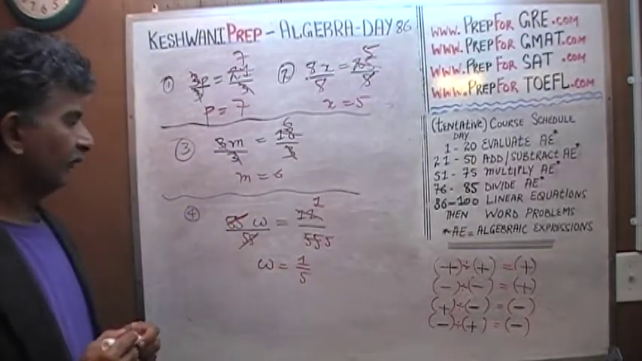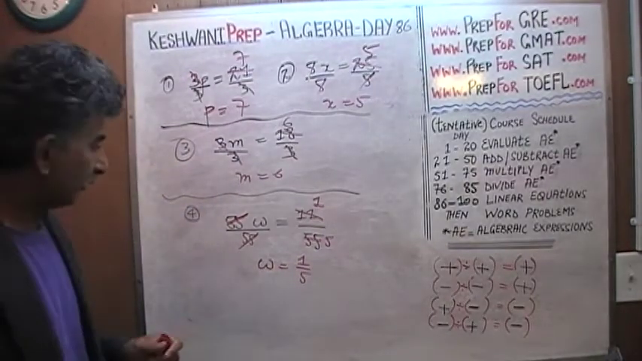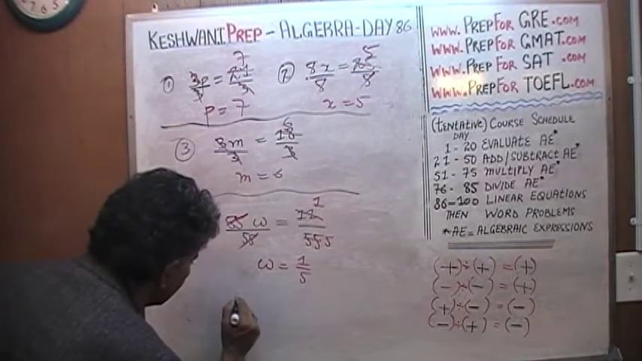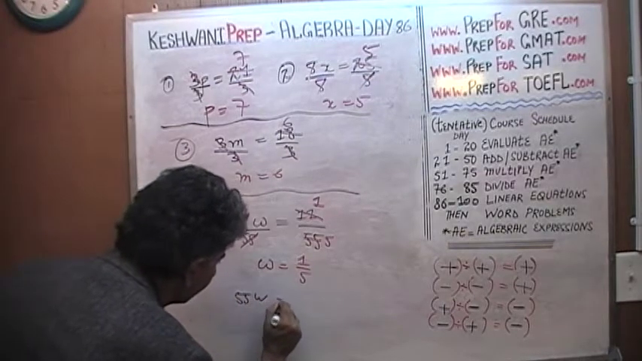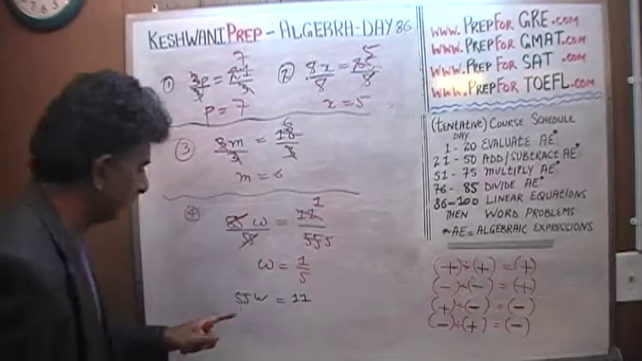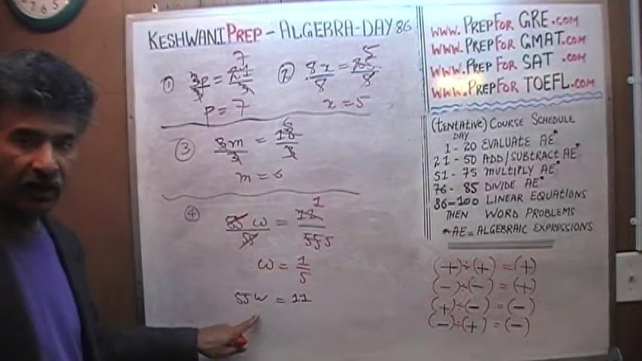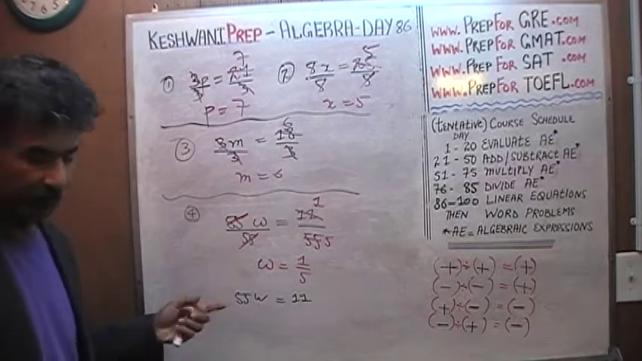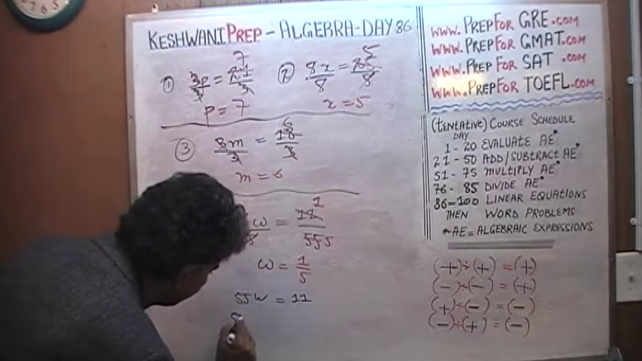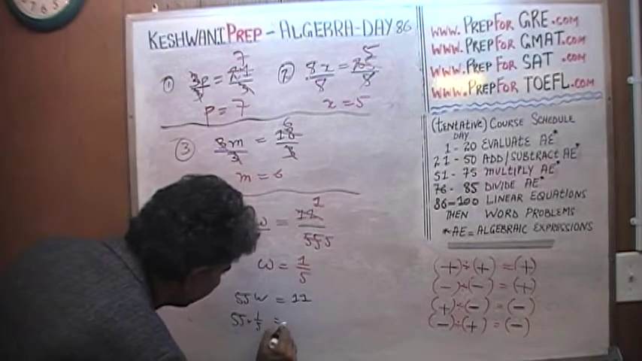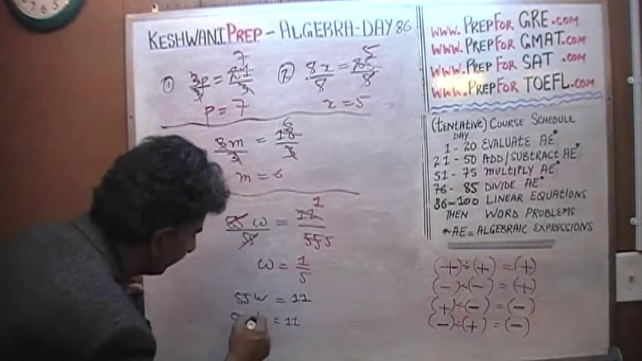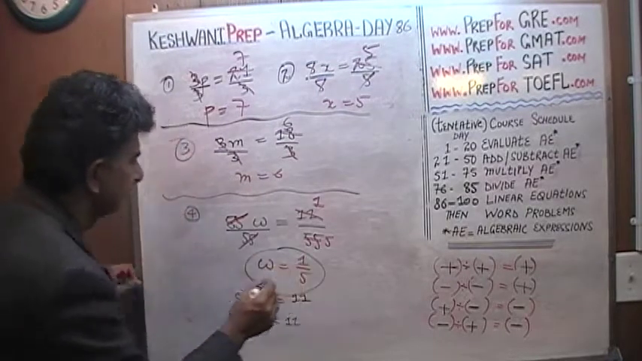1/5. That's all. It makes sense because the original equation was 55w equals 11. So the question here is what number times 55 equals 11? The answer is 1/5 of 55 equals 11, which means w is 1/5. Right there, we found it.